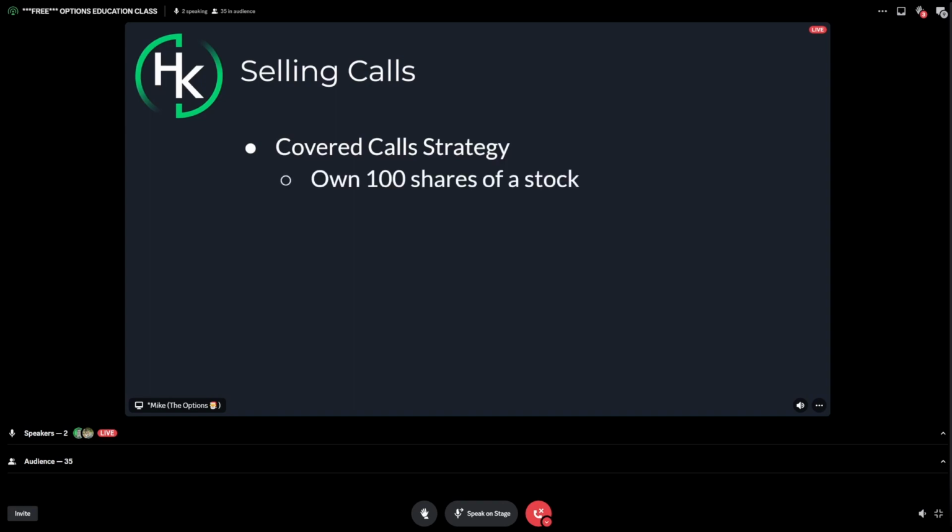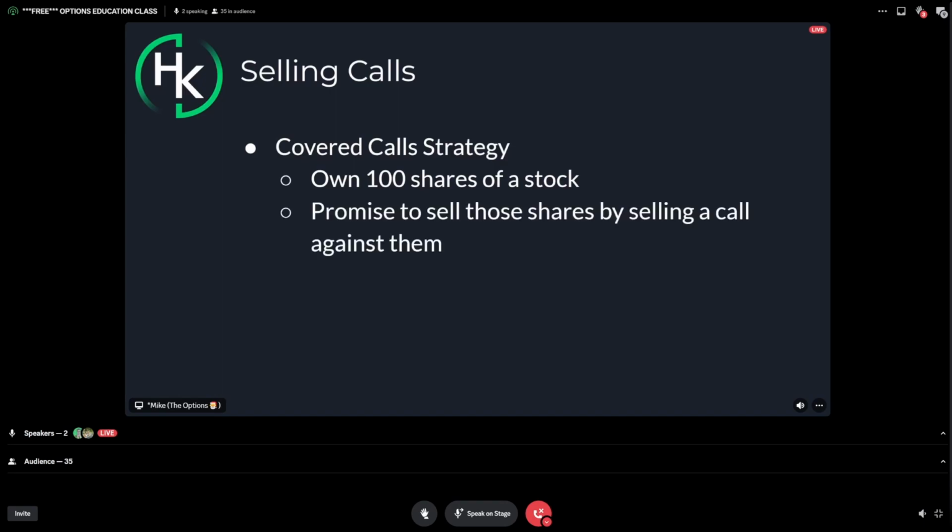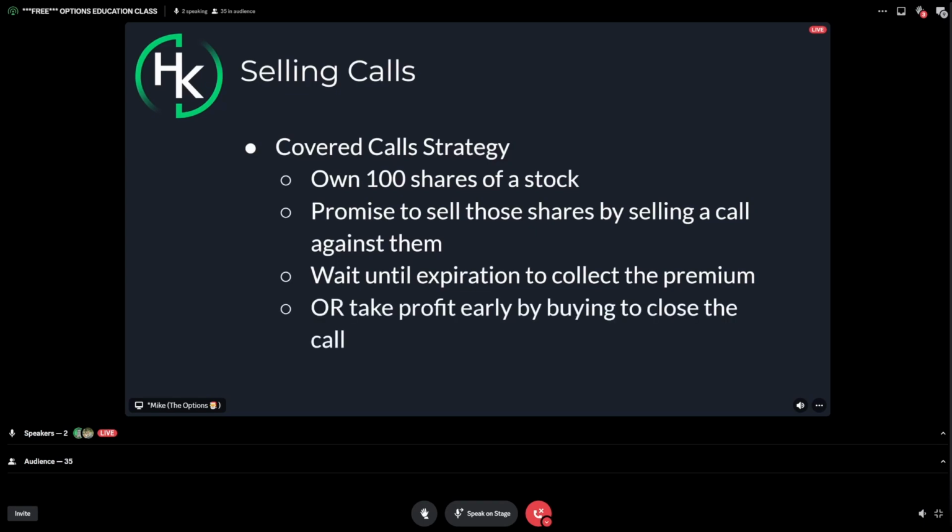And the way a covered call works is you have to own 100 shares of a stock. And then what you're going to do is you promise to sell those shares by selling a call against them. And the combination of owning 100 shares and selling a call is a covered call, because if you get assigned, the stocks cover you. So you either wait until expiration to collect the premium regardless, or you can actually take profit early when you sell puts or calls. And the way to take profit early is you simply buy the option back.